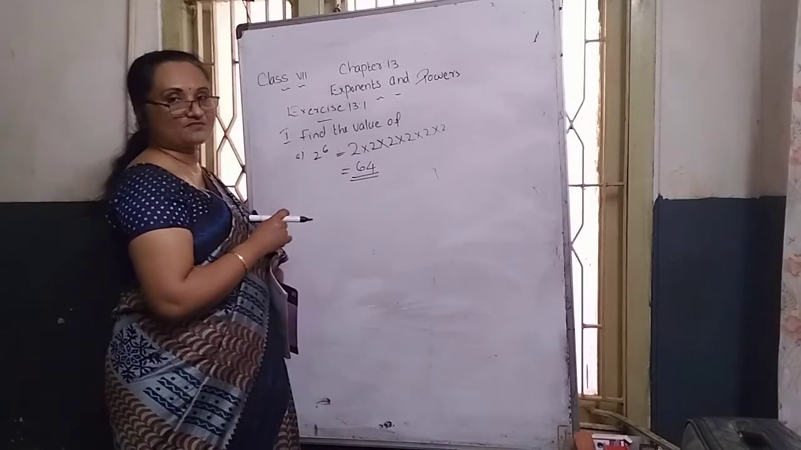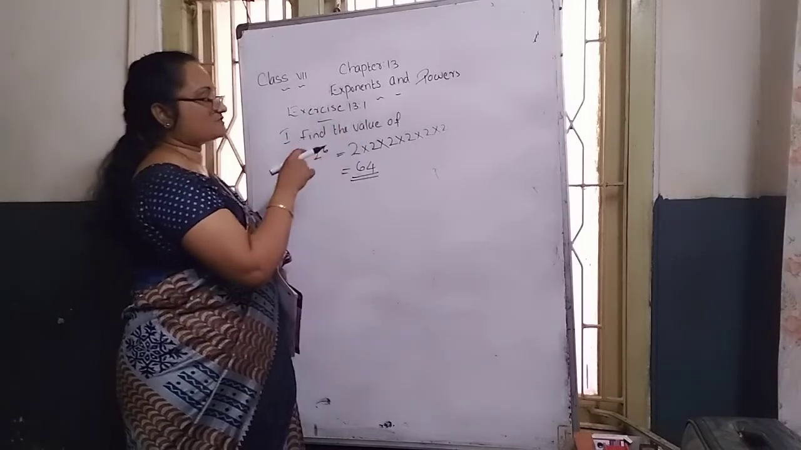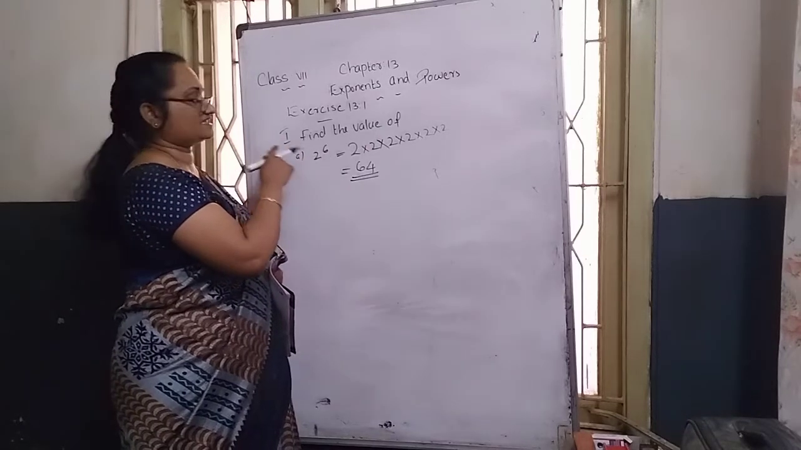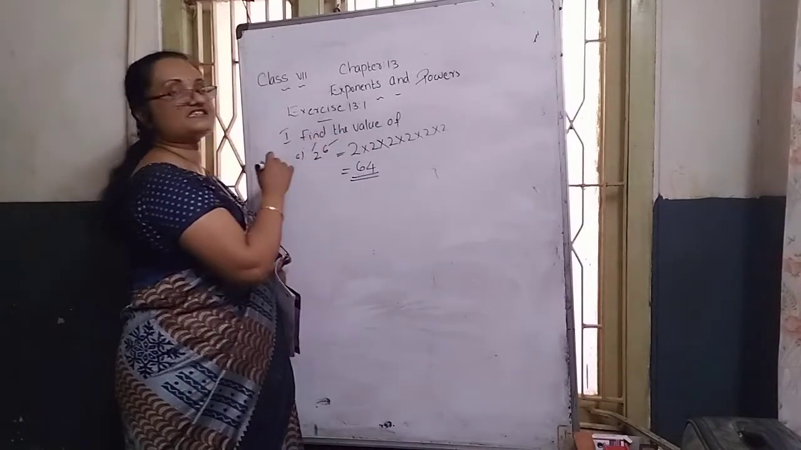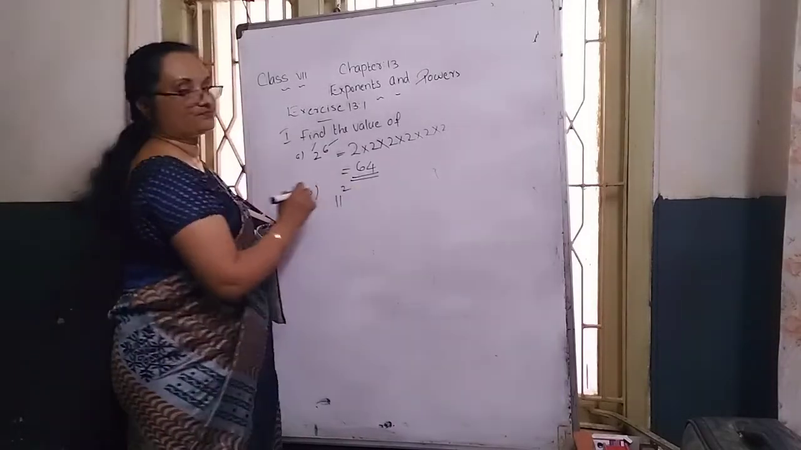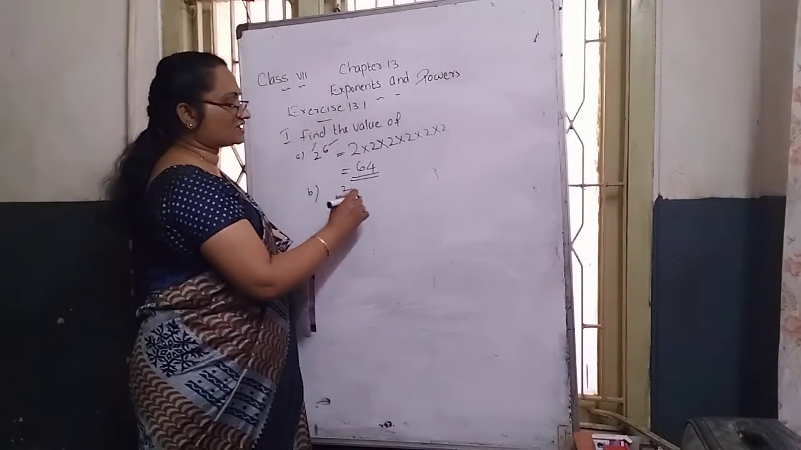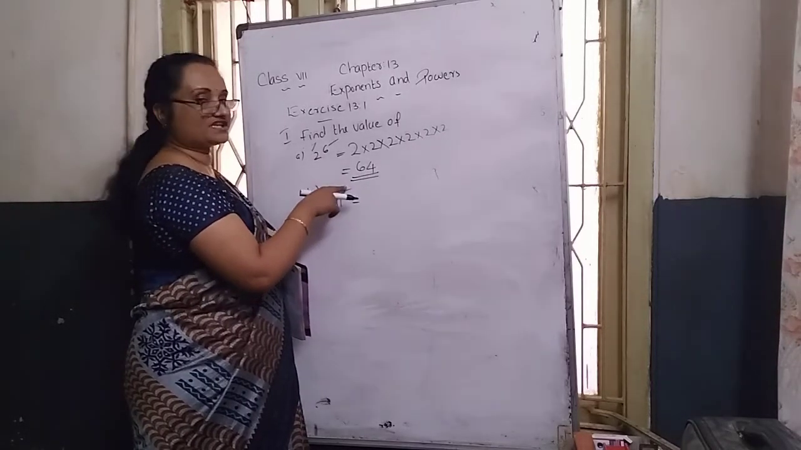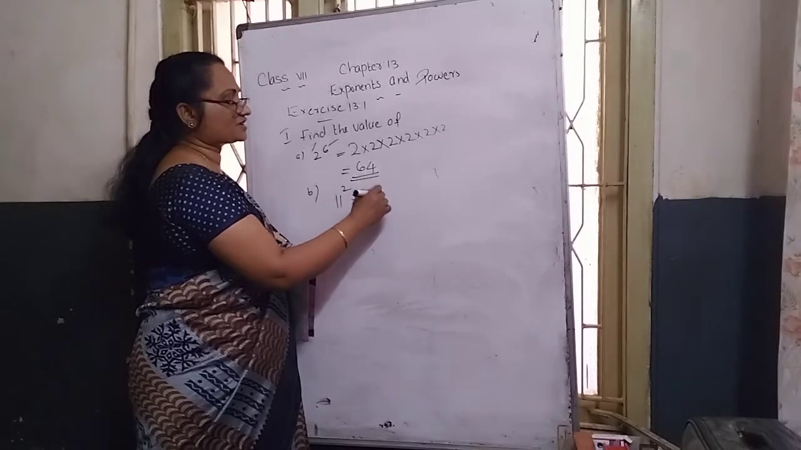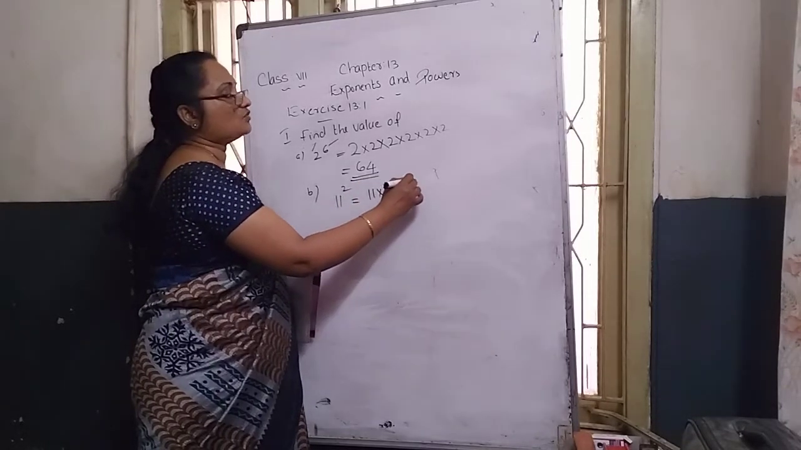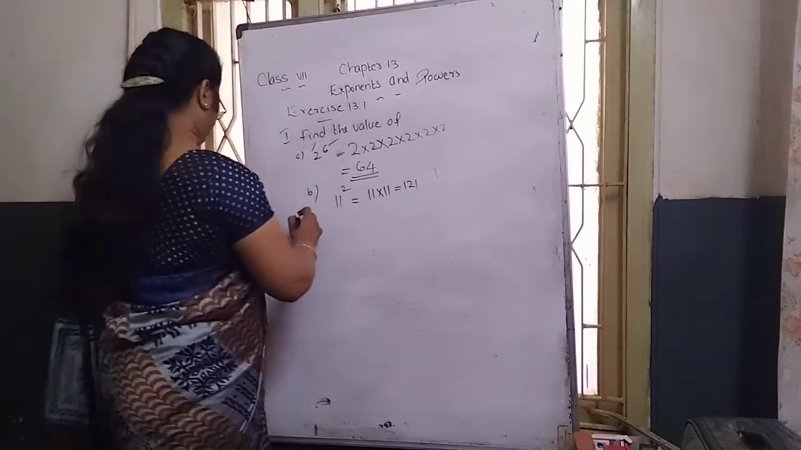This is a big expansion. For avoiding this expansion we write it in power notation as 2 raised to 6. Base is 2 and 6 is the power. Then one more question: 11 raised to 2. How do we write that? Here the base is 11, power is 2. Base 11 is multiplied how many times? 2 times. 11 into 11 comes to be 121, which is the answer.